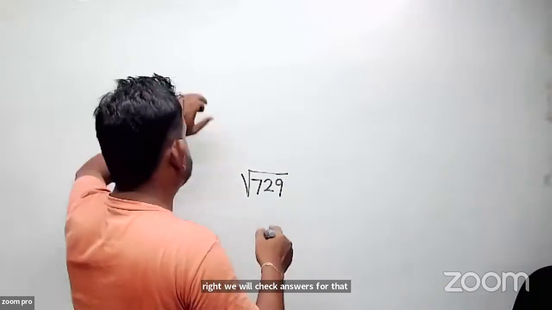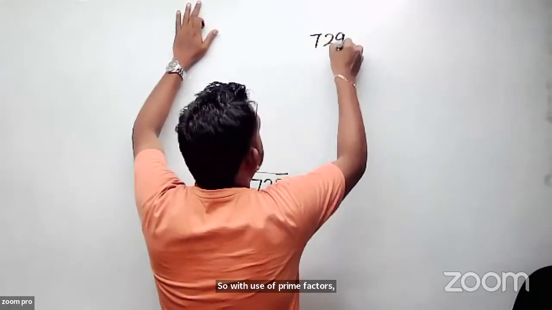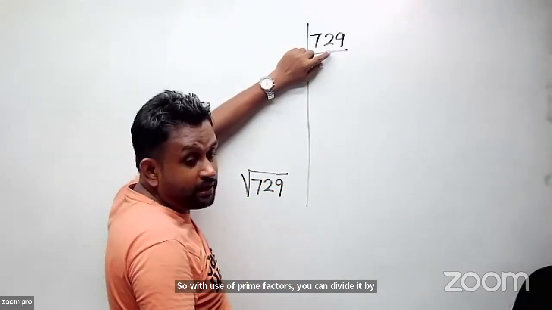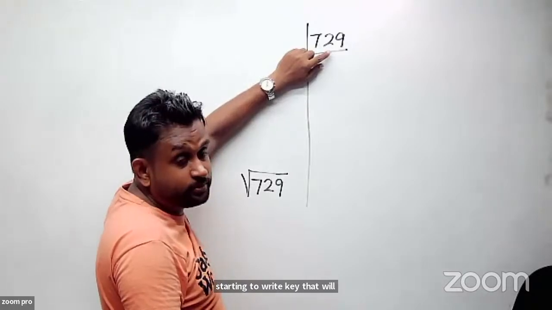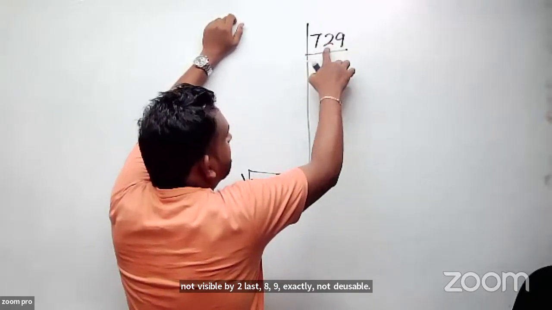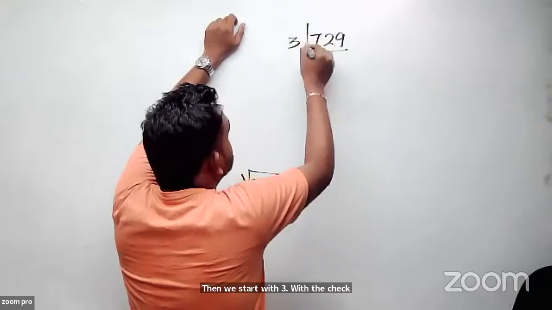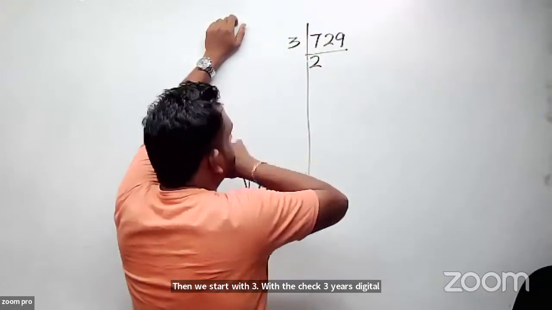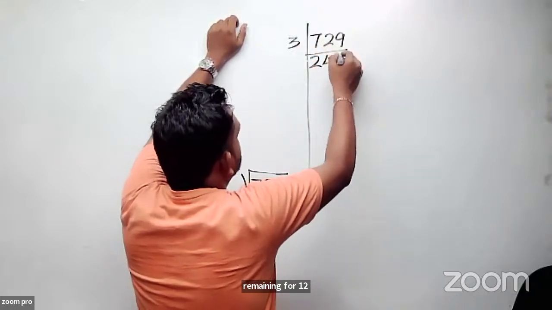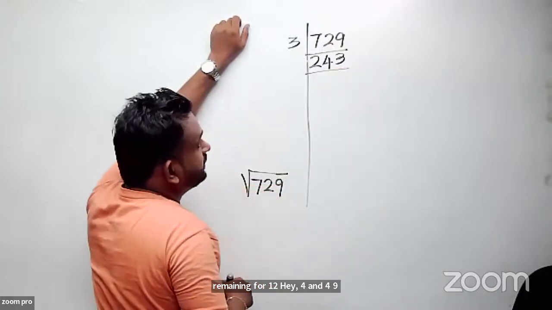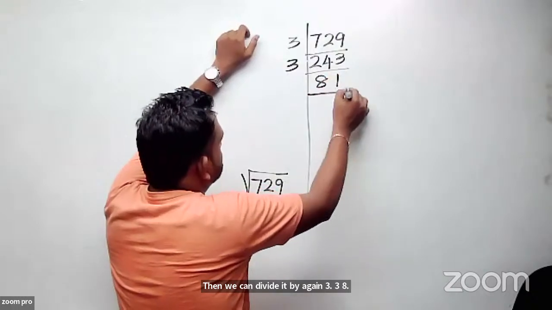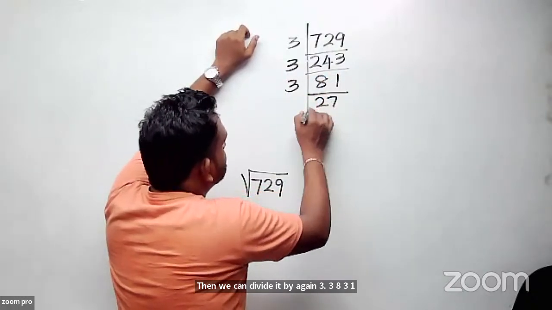So with the use of prime factors, you can divide it, starting with 2. But that is not divisible by 2, the last digit is 9, so it is not divisible. Then we start with 3. Check with 3, yes, by digital root you can tell that it is divisible by 3. Then 3, 2, 6, 1 remaining, 4, 12, 3, 4, and 4, 9, 3, 3. Then we can divide it by 3 again, 3, 3, 8, 3, 1. Then again 3, 3, 27.